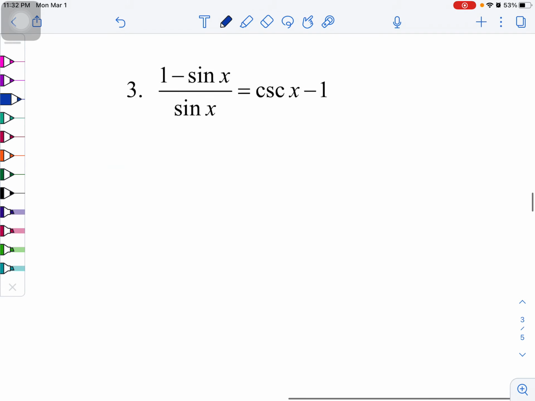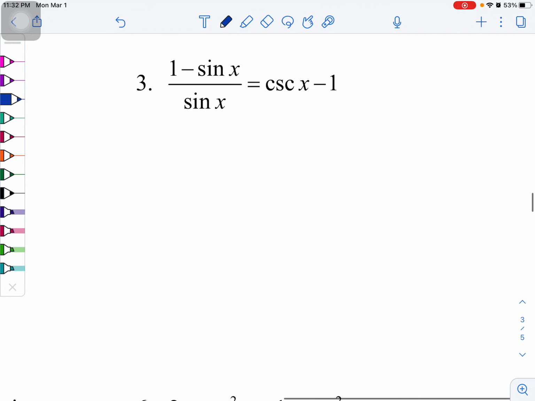All right, again, the whole point is that you only manipulate one side of the equation to turn it into the other side. Do not change both of them. All right, problem number 3. I'm just going to split this.